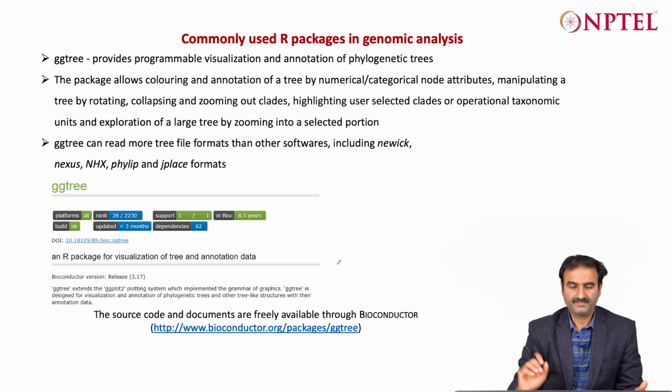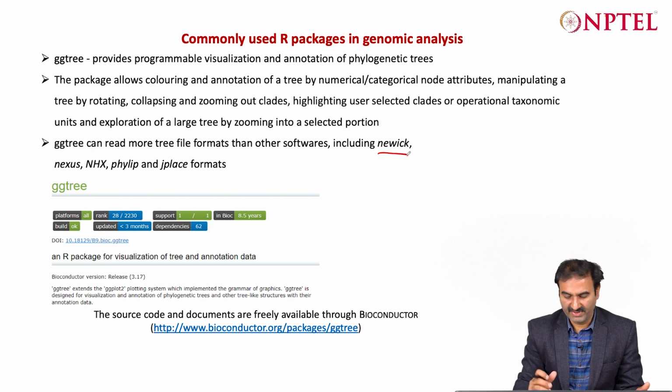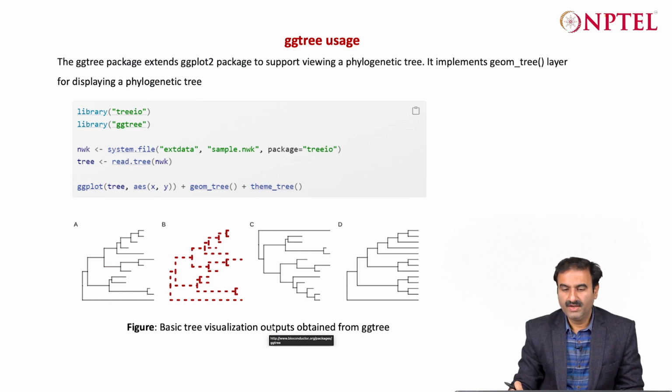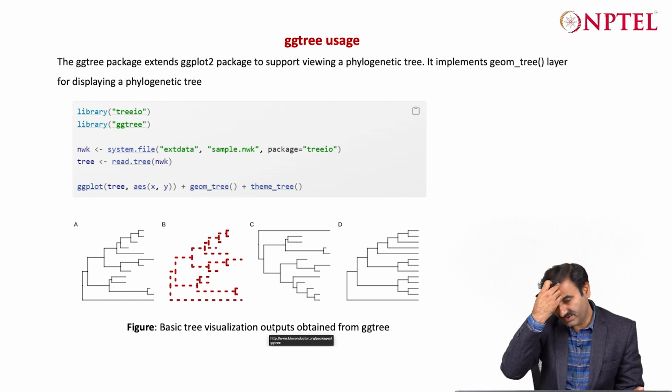Okay, so basically Newick is one of the output formats of the sequence alignment or the tree. Okay, so you can get packages from, say, Bioconductor, which also provides a lot of packages that you can use for R. Okay, so ggtree usage is again simple.